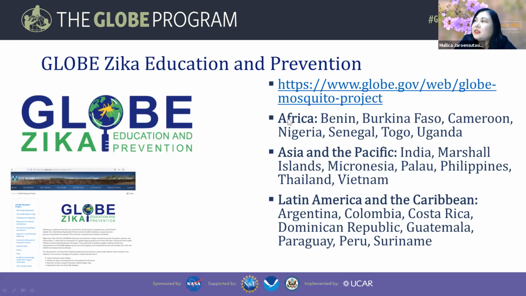On the Globe website there are 3 main regions. The first one is Africa, then Asia Pacific, and Latin America and the Caribbean. These 3 regions, with these countries, joined the Globe Zika Education and Prevention Project, and there is quite a lot of data, maybe more than 50,000 data points, submitted through this project. It's a wonderful, great project.